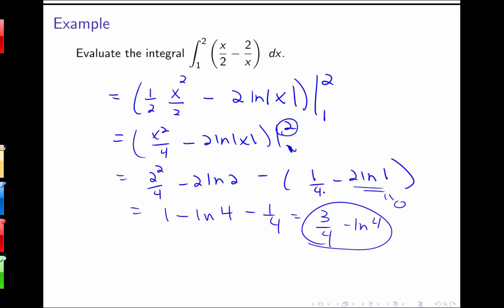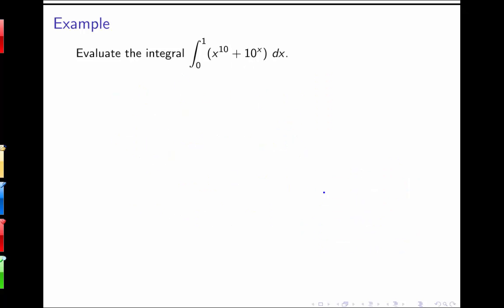Okay. So let's look at a couple more examples, just getting practice with all of these different antiderivative rules that we need to know. So here I'm looking at evaluating the integral from 0 to 1 of x to the 10th plus 10 to the x dx. Okay, so this is making use of that antiderivative rule for the integral of a to the x dx. So note that this rule is a to the x over the natural log of a plus c.